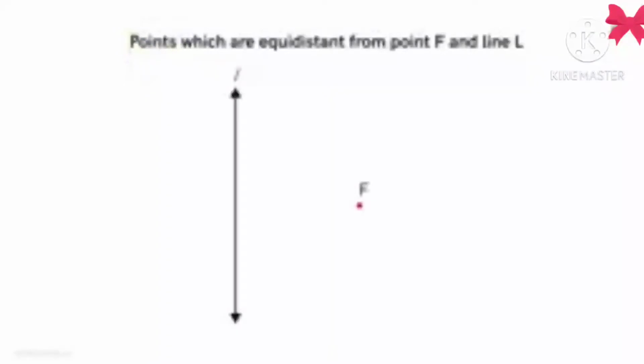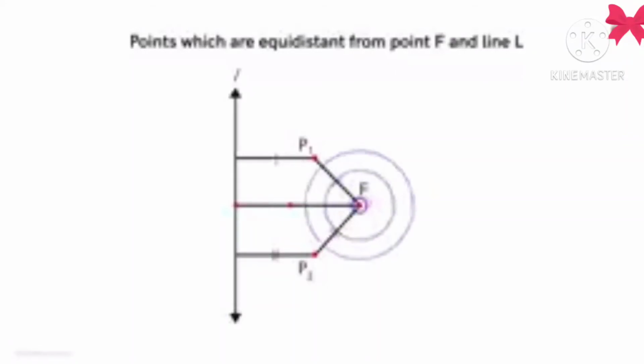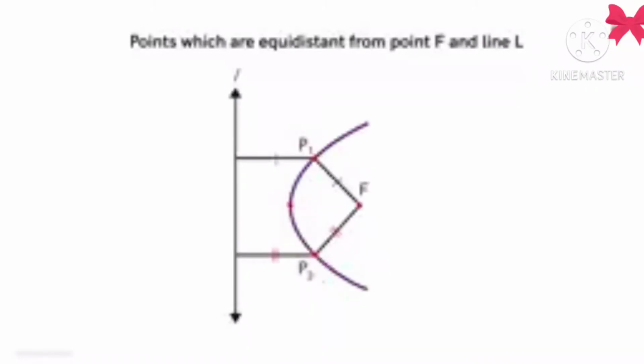Are there any such points on this plane? Yes. Consider this point P1. It will be at an equal distance from point F and line L. Consider another such point P2. Its distance from point F will also be equal to its distance from line L. Another obvious point is the midpoint of the perpendicular segment connecting point F to the line L. All such points that satisfy this condition will lie on this curve, and such a curve is called a parabola.